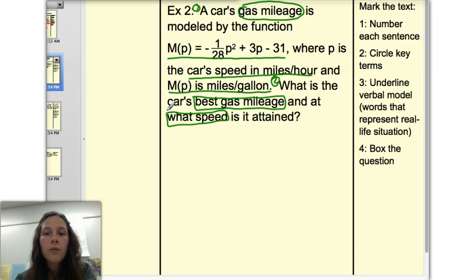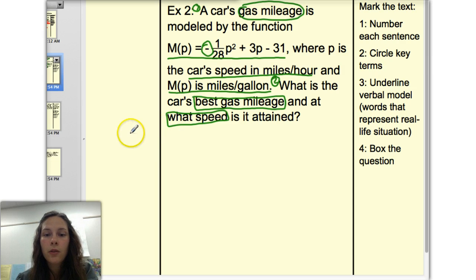Same thing, we're looking for the vertex. The highest point, again, this is a graph that opens down, we can tell because our lead coefficient is negative. So the maximum gas mileage will be at the vertex, that will be the y-coordinate of the vertex, and the speed would be the x-coordinate of the vertex. That's the P value in this case.